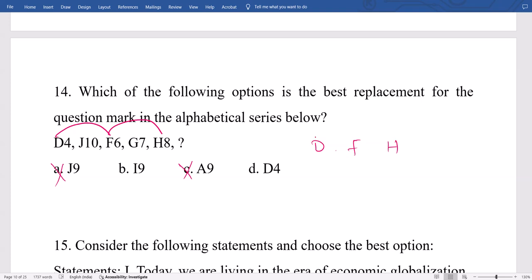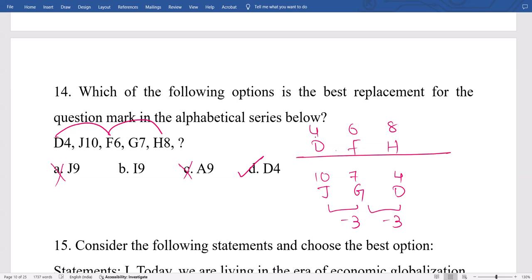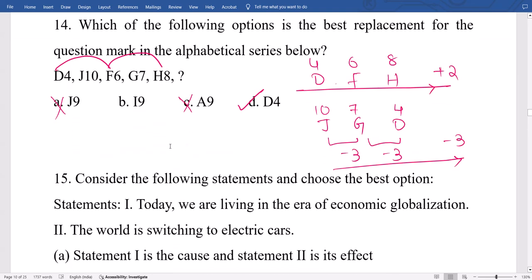D, F, H, that's one track. The other track is J, G, here minus 3. If I do minus 3 again, it should be D. D4 is correct. Right, this is 10, 7, 4. Here 4, 6, 8. This is the plus 2 track. This is the minus 3 track, decreased by 3. This is adding 2. Right, now let's see the next one.